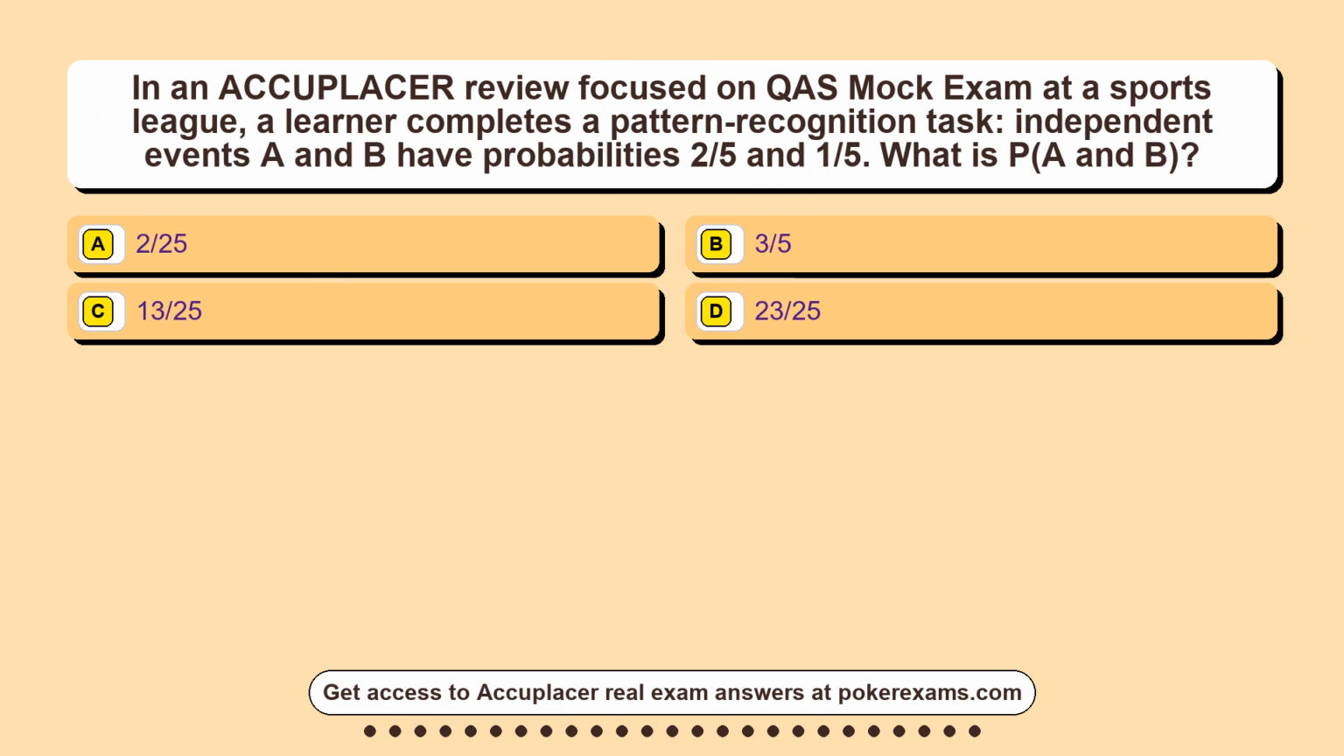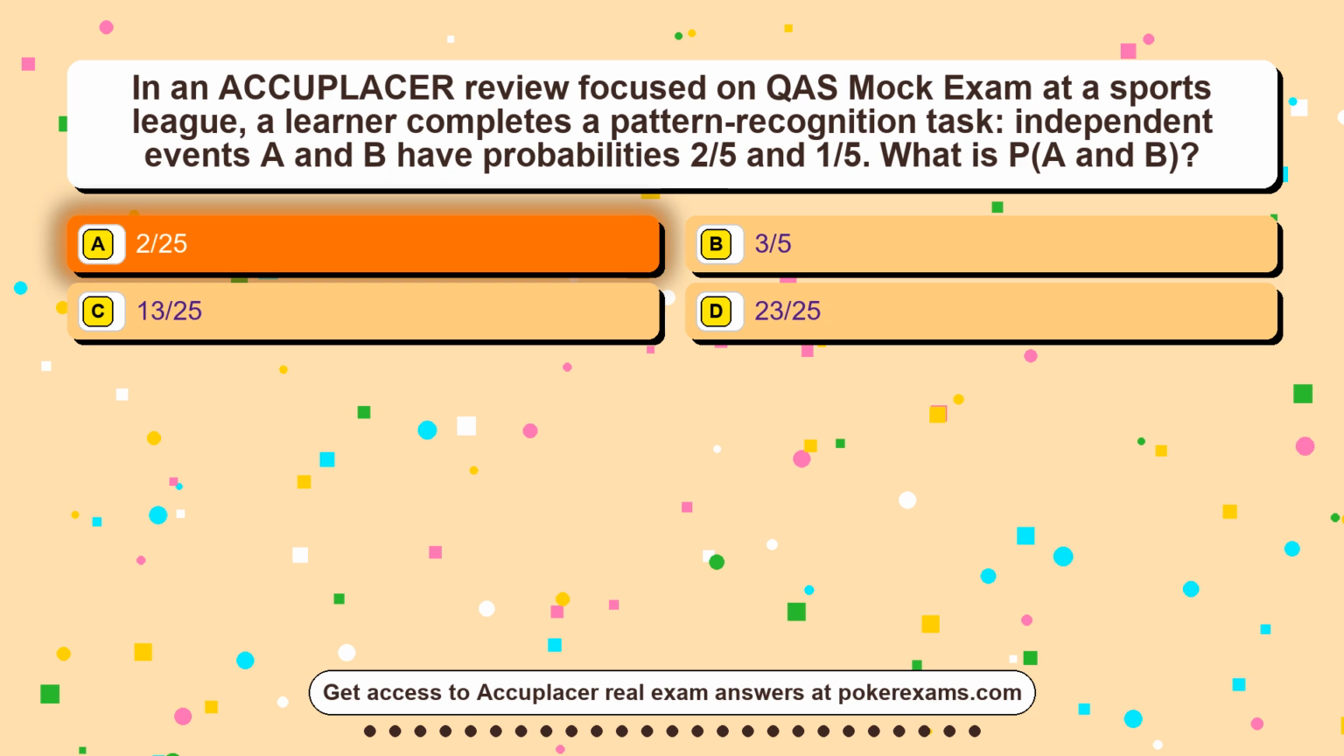Question 15. In an ACCUPLACER review focused on QAS mock exam at a sports league, a learner completes a pattern-recognition task. Independent events A and B have probabilities 2/5 and 1/5. What is P(A and B)? Option A, 2/25. Option B, 3/5. Option C, 13/25. Option D, 23/25. The correct answer is option A, 2/25.